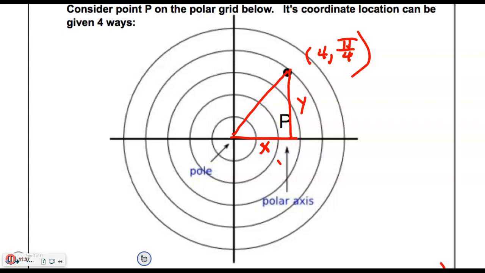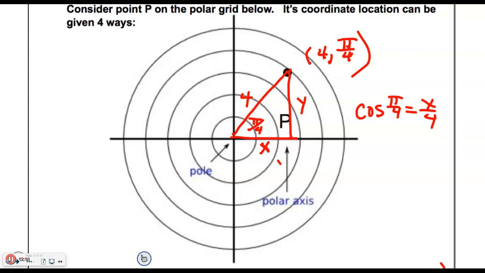If you know r and you know theta, what kind of math is going to help you get the x and the y? Trig. Wouldn't cosine of pi over 4 have to equal x over 4? These shouldn't need to be memorized. Cosine pi over 4 would have to equal adjacent over hypotenuse. So what does x have to equal?